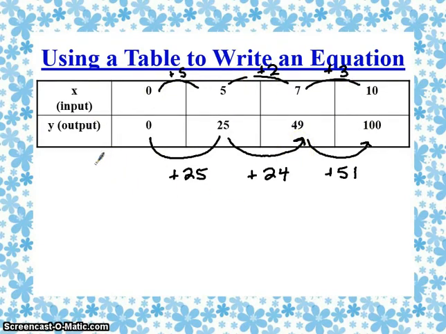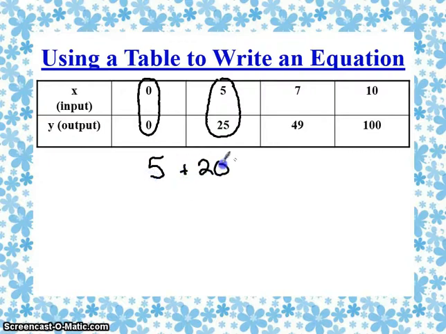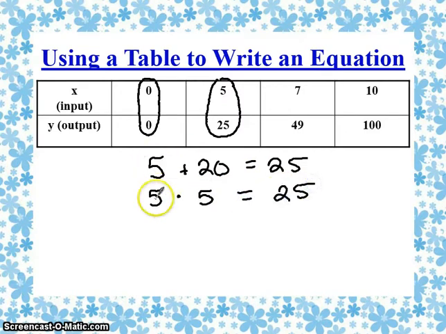So we're going to use option 2 here and just look for some possible relationships between x and y. So what could we do to 0 to get 0? Well, we could multiply 0 by anything to get itself. So let's go to the next one. What could we do to 5 to get 25? Well, we could take 5 and add 20, and that would get us 25. We could take 5 and multiply by 5. That would give us 25. So you see how I'm listing some possible relationships? Now, let's see if either of these hold true for the rest of them, adding 20 or multiplying by 5.